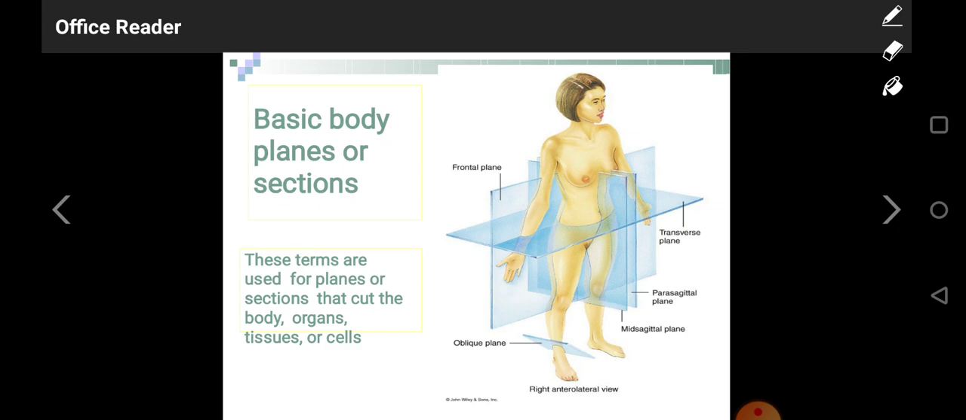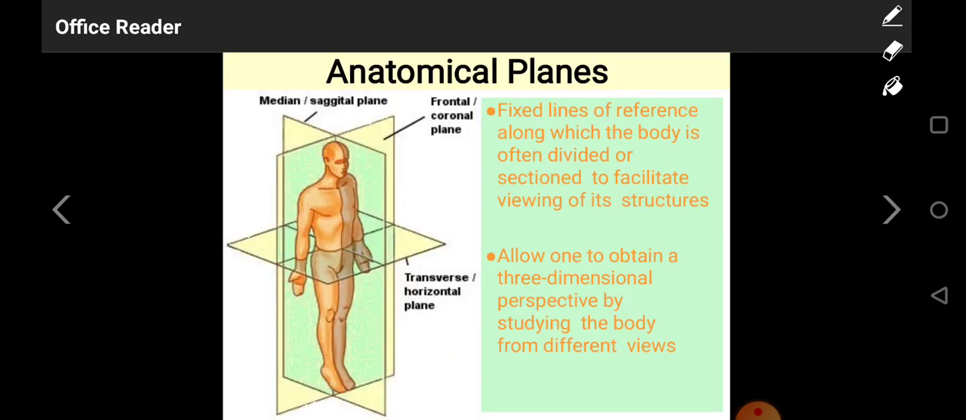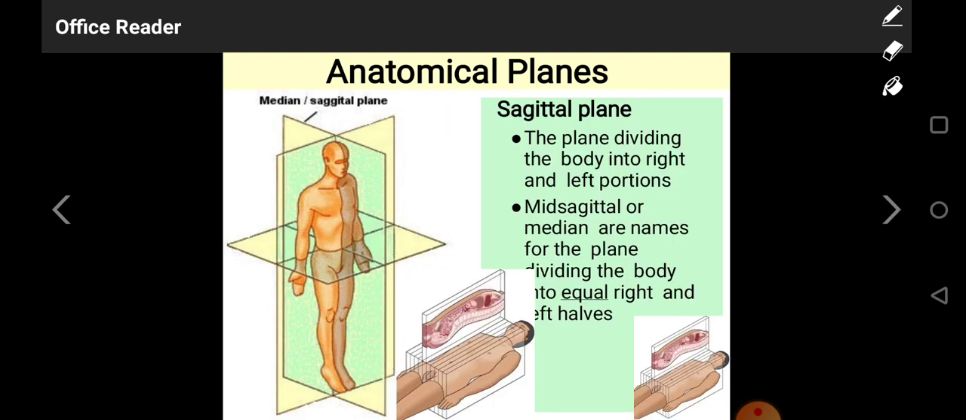Then the basic body planes or sections. These terms are used for planes or sections that cut the body, organs, tissues or cells. These are transverse plane, frontal plane, mid-sagittal plane. Anatomical planes are the fixed lines of reference along which the body is often divided or sectioned to facilitate viewing of its structures. It allows one to obtain a three-dimensional perspective by studying the body from different views.